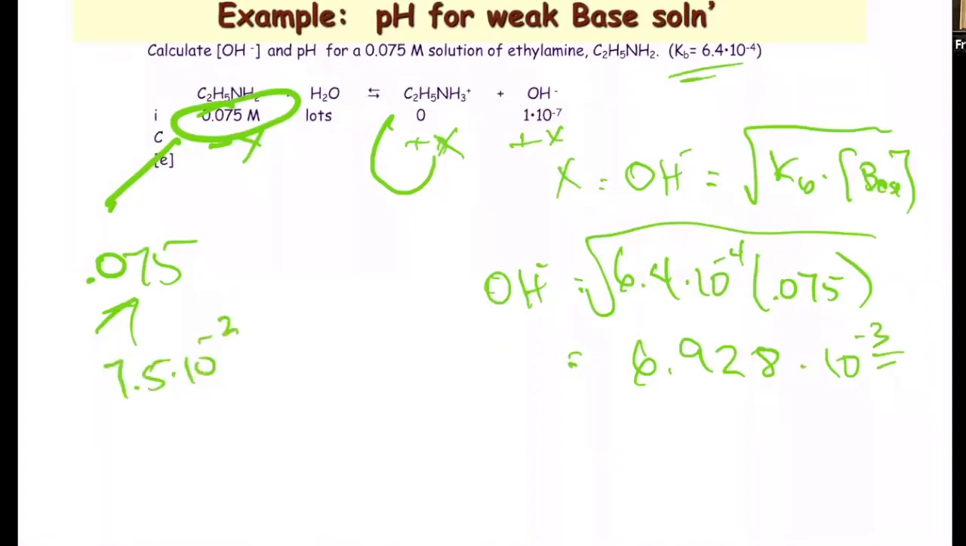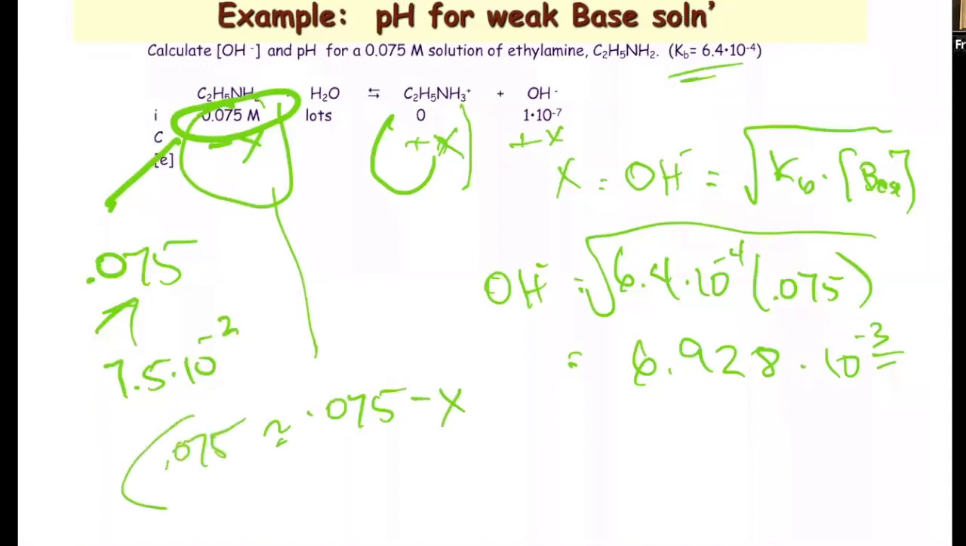If I take 6.928 times 10 to the minus 3 and subtract it from 7.5 times 10 to the minus 2, because that's your assumption right here. Your assumption here is 0.075 minus X is still approximately 0.075. That's where you make that simplifying assumption. But that number, 6.928, is fairly close to 7.5 times 10 to the minus 2. I need to do a second iteration.